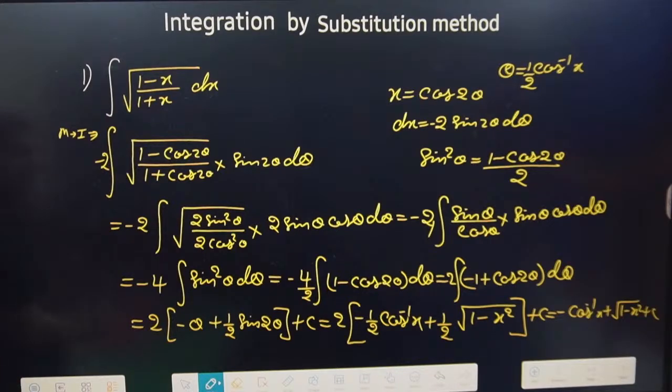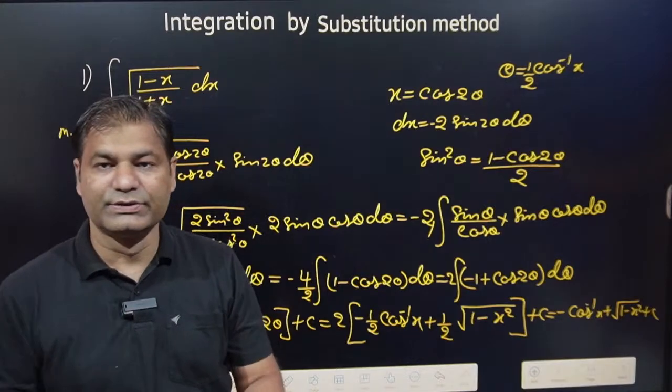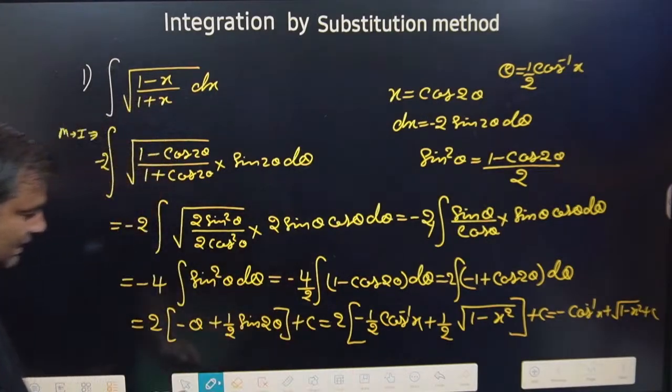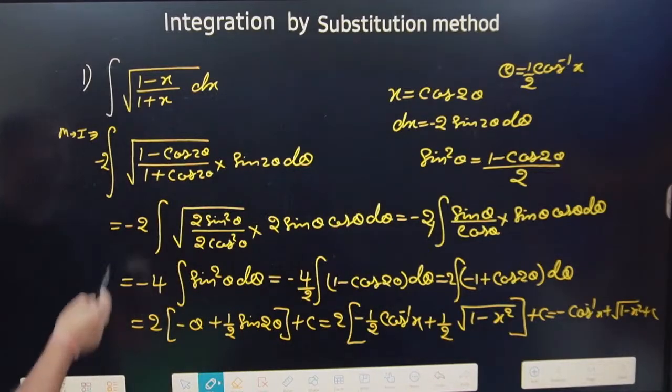This is the method first. You can solve this question by a second method also. Okay, so first of all, make it. I will explain again if anyone faces any doubt. Simply, 1 minus x upon 1 plus x.